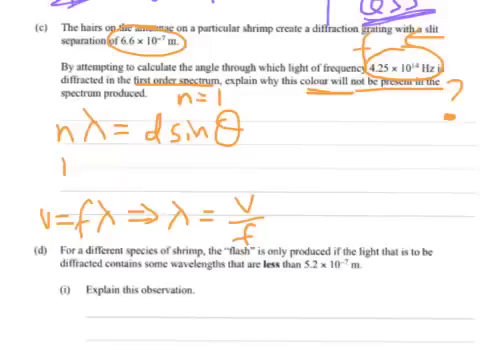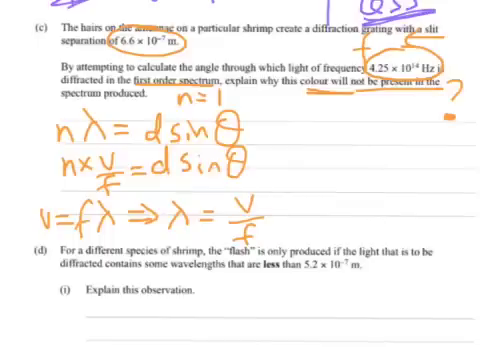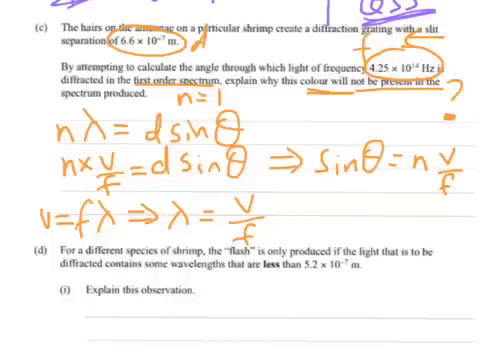Let's just put this in here. We've got n times v over f equals d sine theta. We're trying to calculate the angle, sine theta. d is the slit separation. There we go. So what we would have to do is rearrange this for sine theta. So we'll have sine theta equals n v over f, and all of that is going to be divided by d.